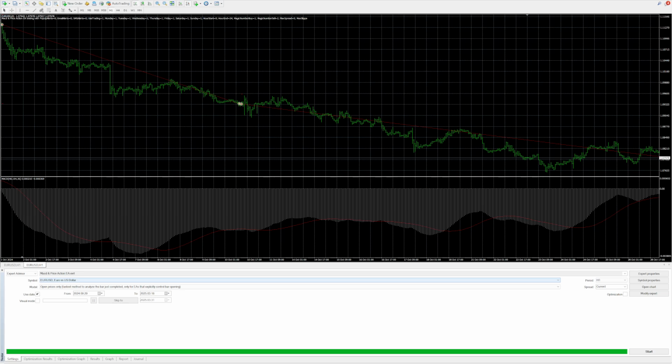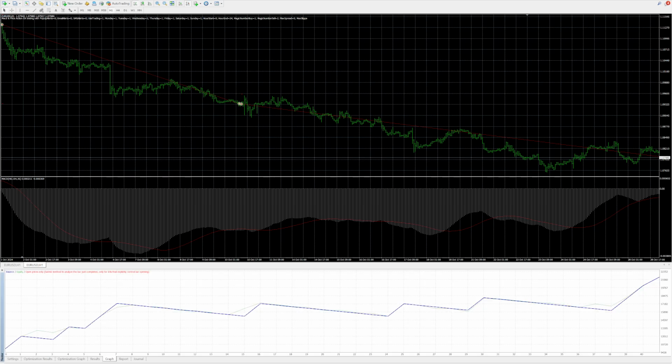In this video, I'm just going to run through the EA and the various settings and ways in which you can customize the EA to use it according to your own trading strategy. Okay, so here I have the MT4 trading platform. I've just done a rough test, as you can see there, with the EA.